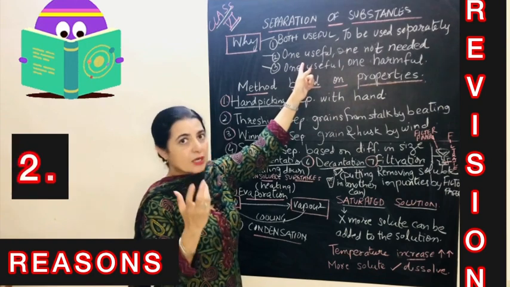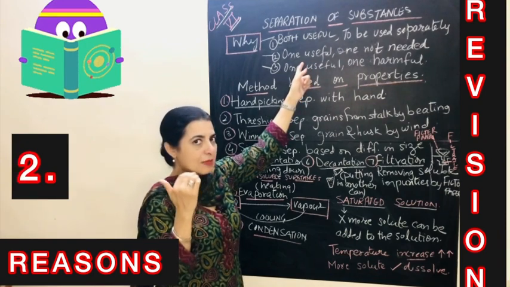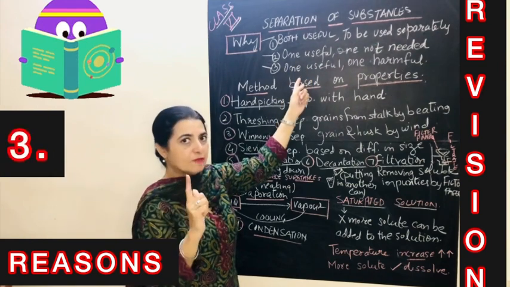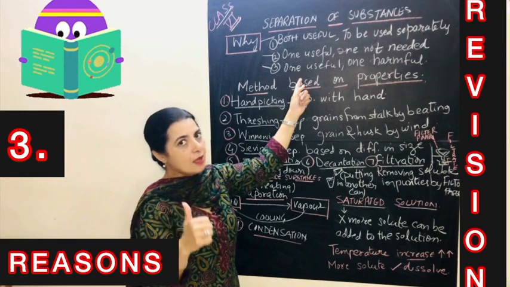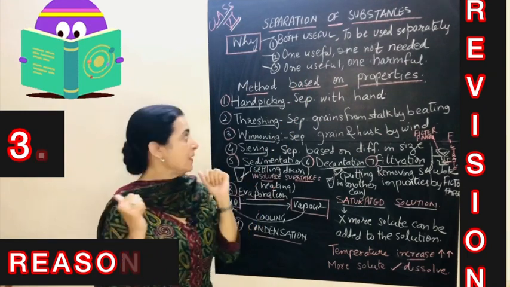Second reason is that one of them is useful और जो दूसरा वाला उसमें substance mixed है वो हमको उस time नहीं चाहिए and so we need to separate it. And the third reason is that one of them is useful and one of them is harmful. So these are the three reasons why we need to separate the substances from a mixture.